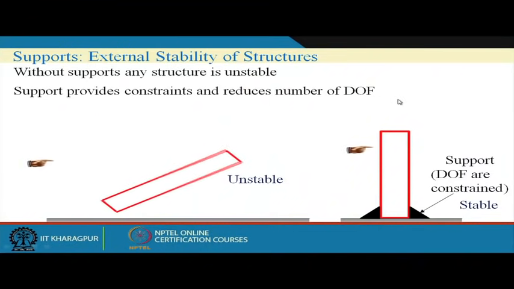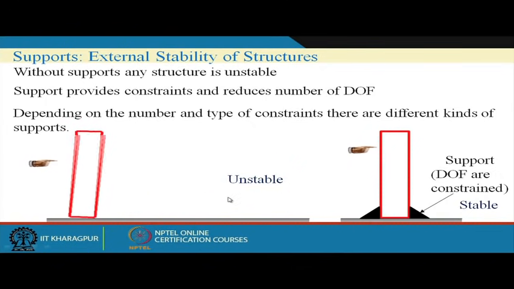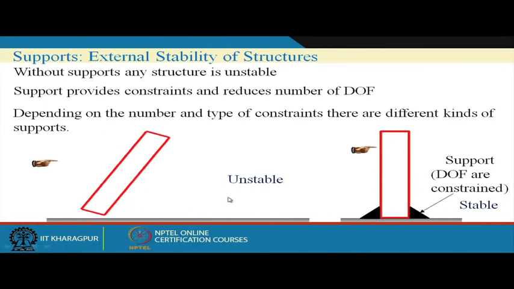Now, as I said, here there are 3 degrees of freedom. The question comes: when a structure is supported, what degrees of freedom are restricted? Is it the translation degrees of freedom restricted, or the rotational degrees of freedom? Even if it is translation, then translation in which direction is restricted? So, depending on what kind of degrees of freedom you want to restrict, you can have different kinds of support. Now, let us see some examples.